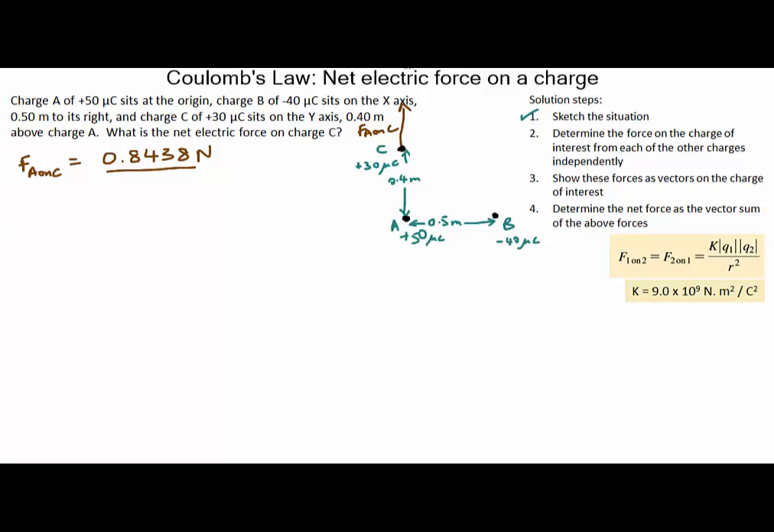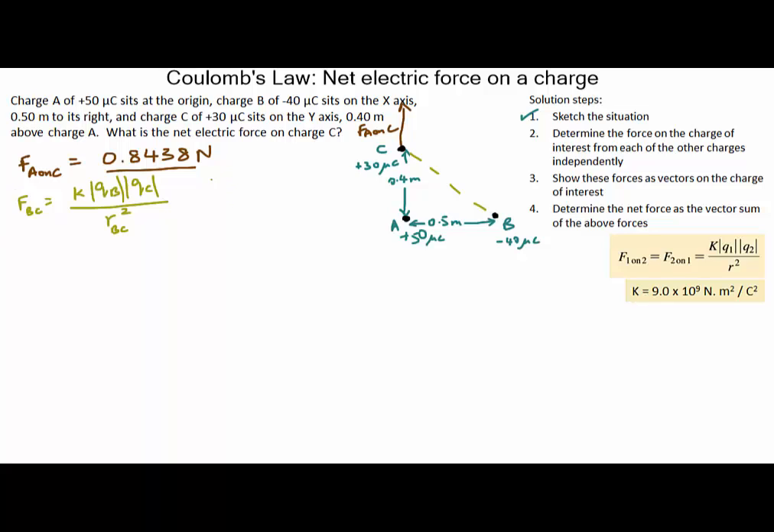Now I do want to show the work for the force of B on C, since that's different from what we've been doing so far. So F_B on C would be the electrostatic constant times the absolute value of charge B times the absolute value of charge C divided by the square of the distance between B and C. Now the distance between B and C will be this straight line over here. That's not given to us directly, but we see that it's the hypotenuse of a right-angle triangle that we know the two sides of.